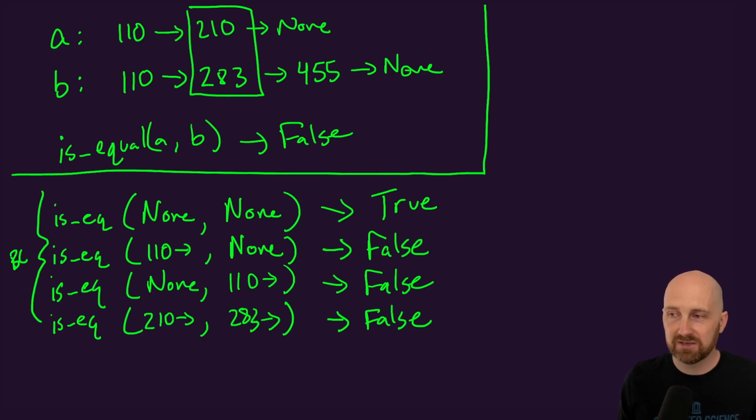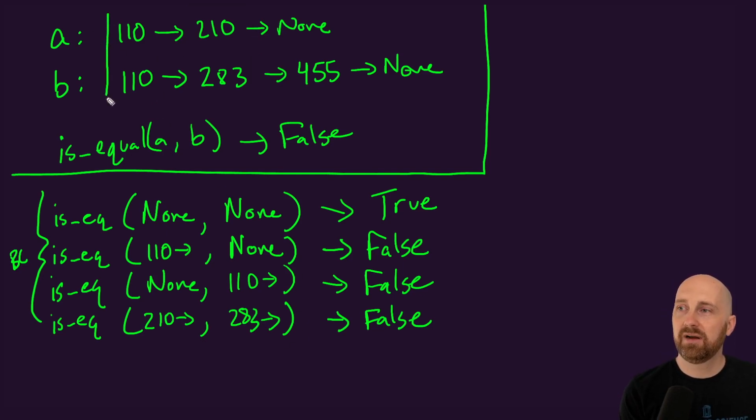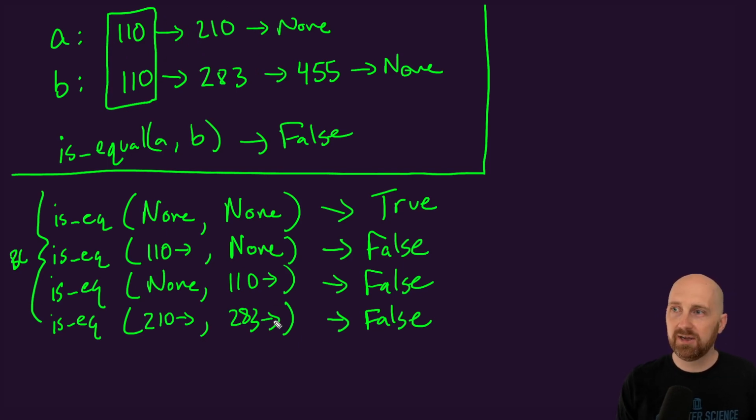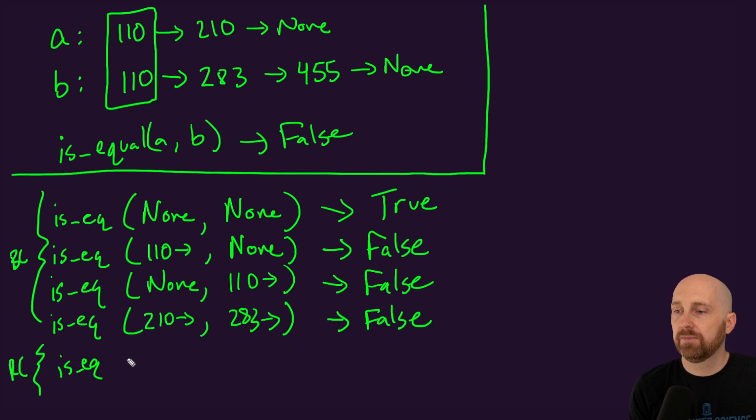what other case remains? Well, one case that remains is, if we imagine this stage of solving the problem where you have two nodes whose data values are equal, but you don't know what comes after. And we're going to leave that part to recursion as we've just previously discussed. So our recursive case is going to be isEqual, and 110 is going to be the first node that comes in, and 110 is going to be the first node of the second list that comes in. And what does this result in?